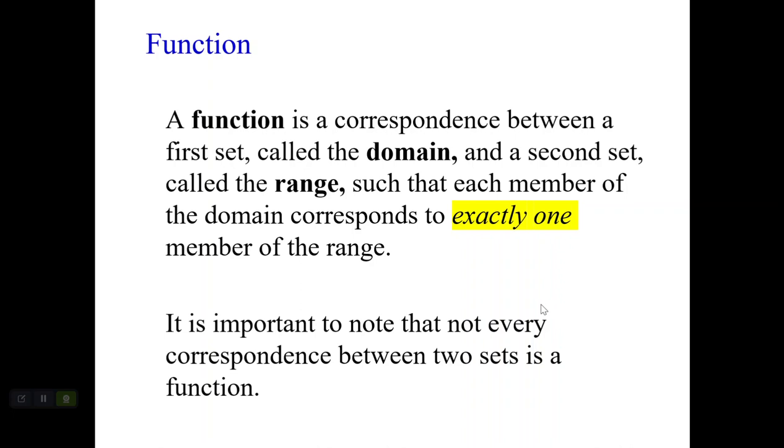So what is a function? A function is a correspondence between a first set, called the domain, and a second set, called the range. If one member of the domain corresponds to exactly one member of the range, that is called a function. Basically, the domain is the x, and the range is usually the y. So if you have one x corresponding to only one y, that is a function.